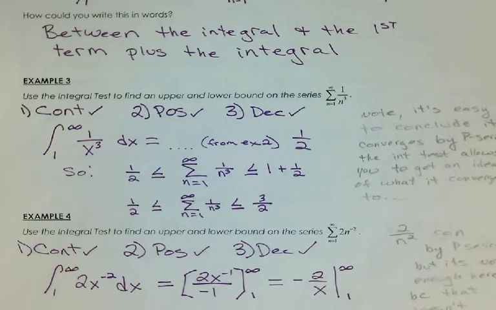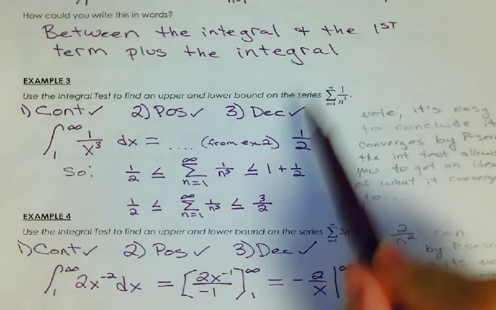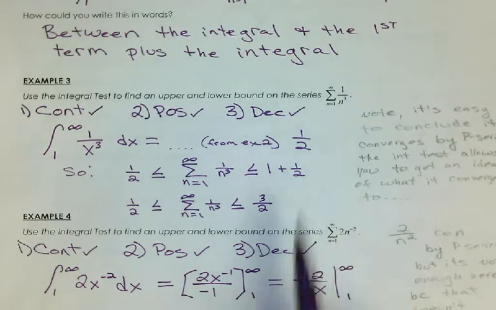So I'm going to go ahead and go back to that example we worked with on the first page. So you might say, why would you ever want to use the integral test on that when we could have just concluded that that converged by p-series?